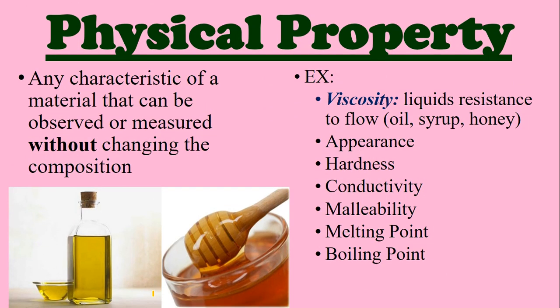But what are physical properties? They are any property or characteristic of a material that can be observed or measured without changing the composition. Means we're not going to change what it is, we're just going to look at it. What does it have? Examples are viscosity, which is a liquid's resistance to flow. Things with high viscosity or high resistance are like oil, syrup, honey.